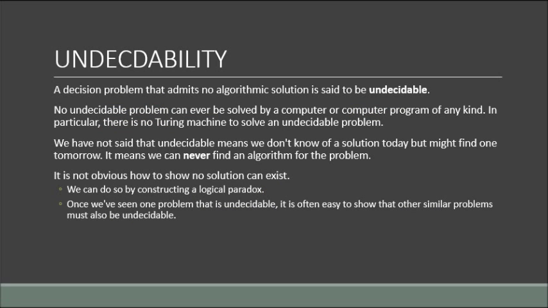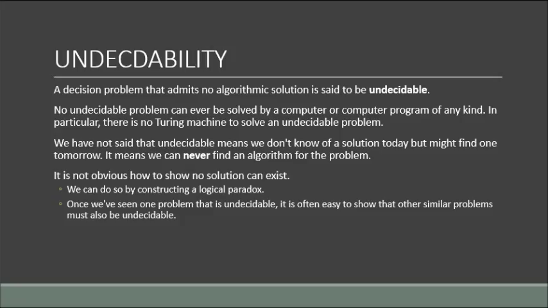Now let us discuss undecidable problems. A decision problem that admits no algorithmic solution is said to be undecidable. No undecidable problem can ever be solved by a computer or computer program of any kind. In particular, there is no Turing machine to solve any undecidable problem.